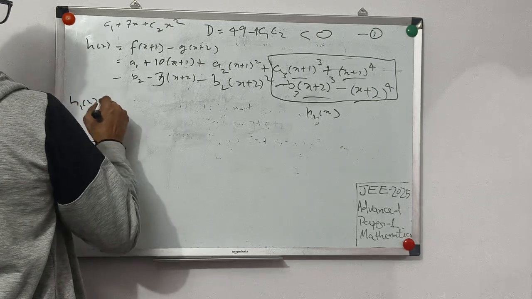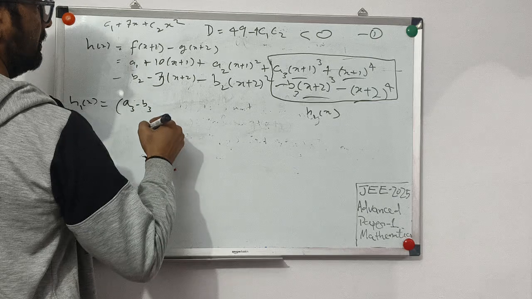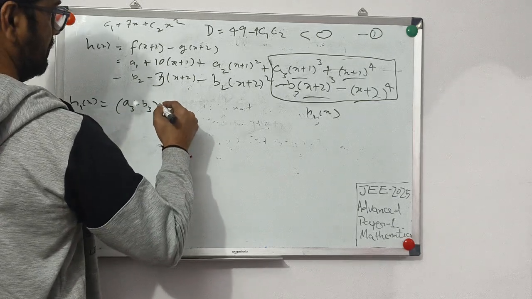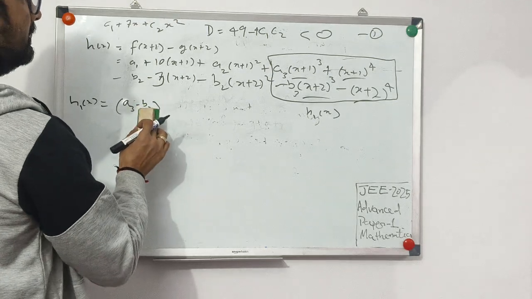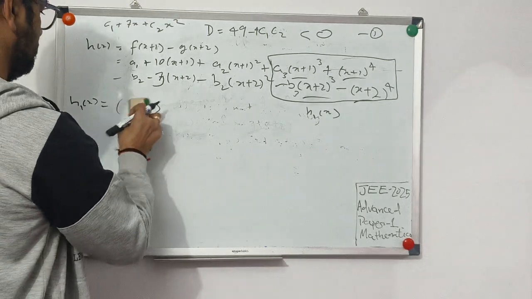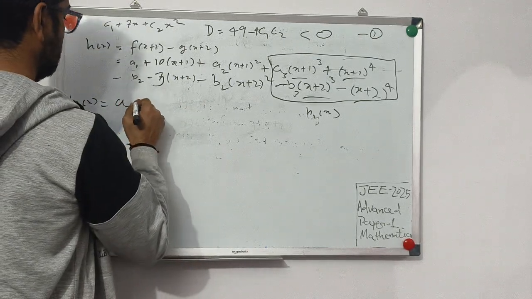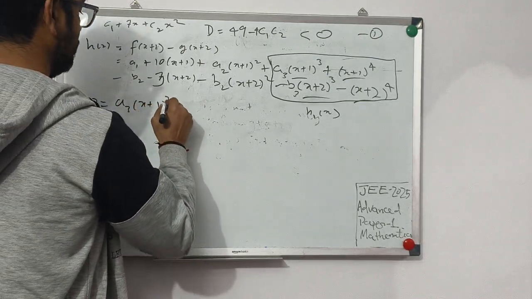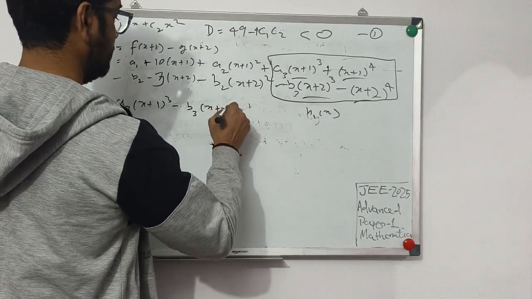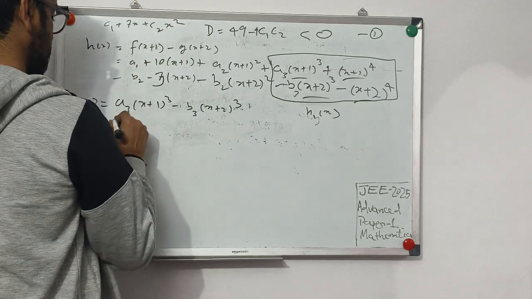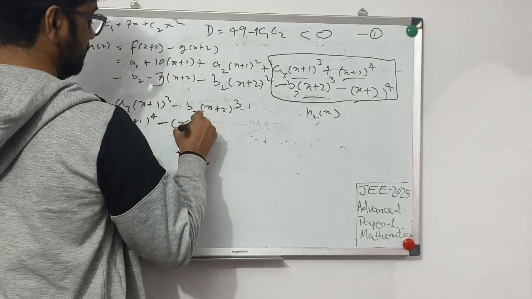h1(x) equals a3 times (x plus 1) cube minus b3 times (x plus 2) whole cube plus (x plus 1) raised to power 4 minus (x plus 2) raised to power 4.